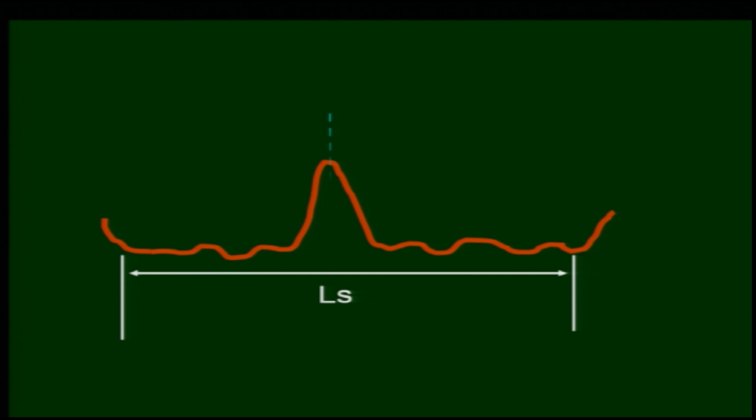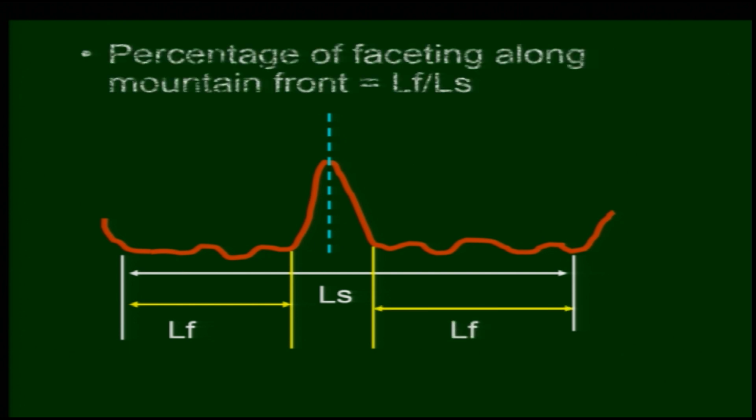About the triangular facets, one of the parameters which we were talking about is LS, that is the straight length of the mountain front. You can have the divide between the drainages, and then you can have the left front and the right front, and that can give you the percentage of wet setting. So with the help of LF by LS, you will be able to calculate the percentage of eroded fronts.